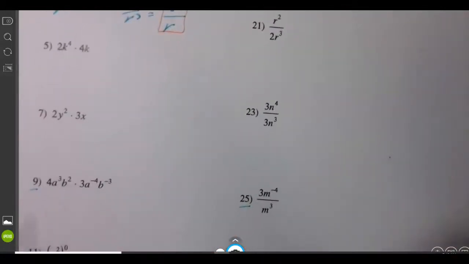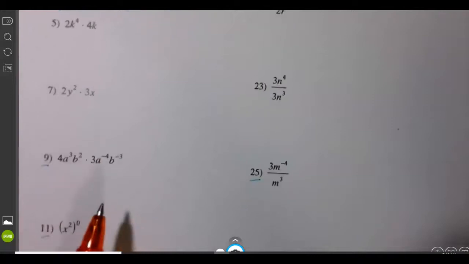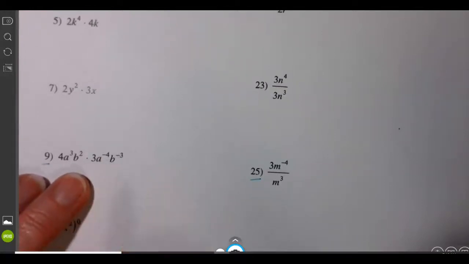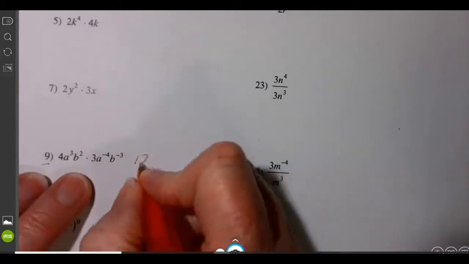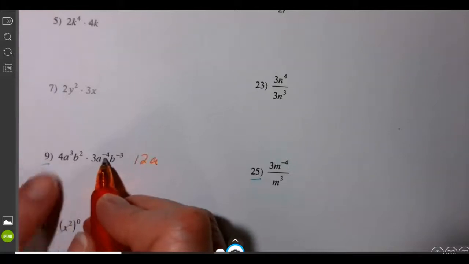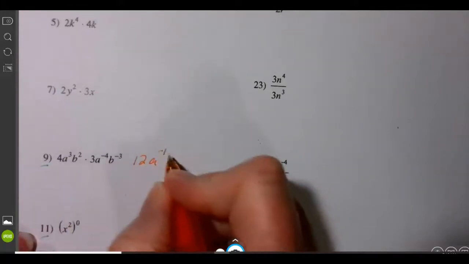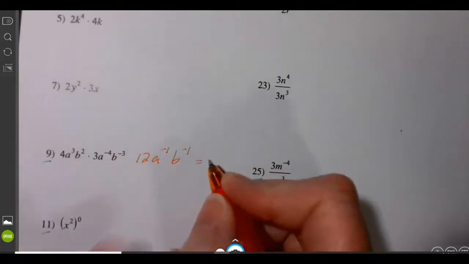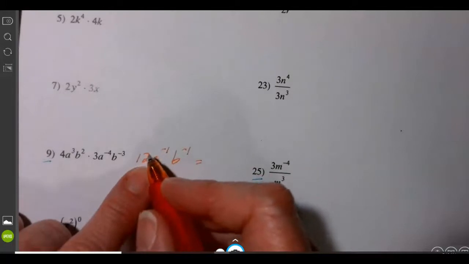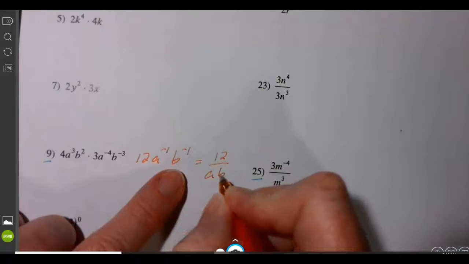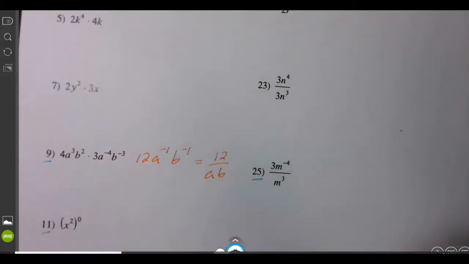Next one I wanted to do was number 9. And again, there's two ways that you could do it. One, I can just multiply everything straight across. So I'm just going to start off that way. And I get 12. A to the, I'm going to multiply a to the third times a to the negative 4. So I add my exponents, I get a negative 1. B to the 2 times negative 3, I also get a negative 1. So when I simplify this one, the 12 has an exponent of positive 1. It stays. But the a goes to the bottom, and the b does, and now that negative is gone.